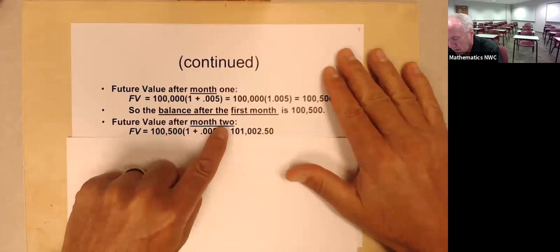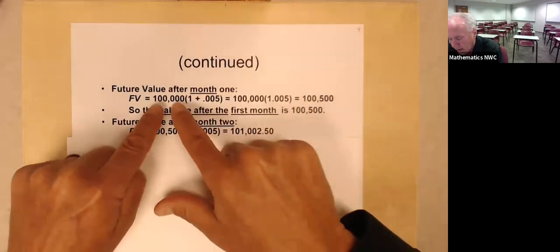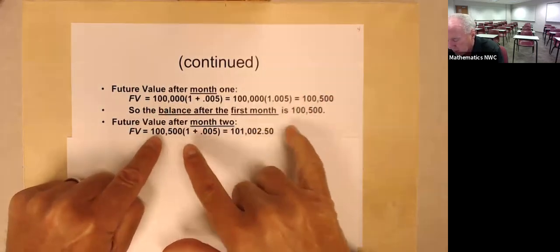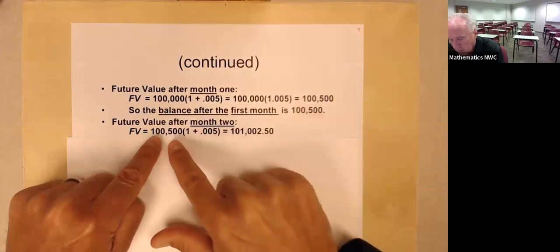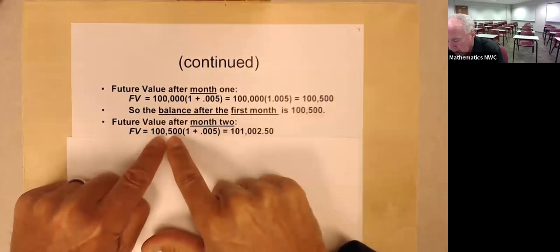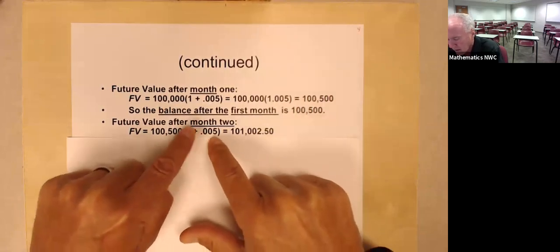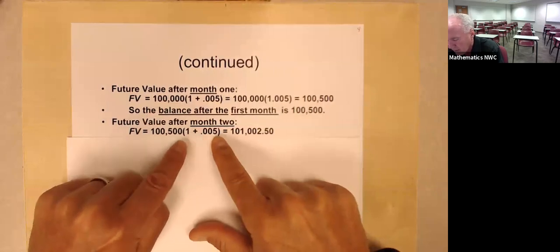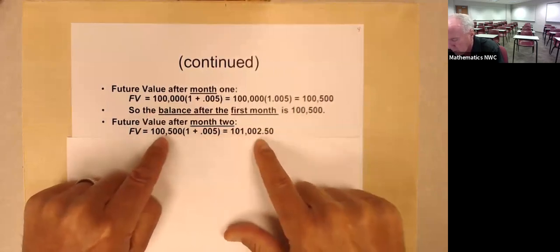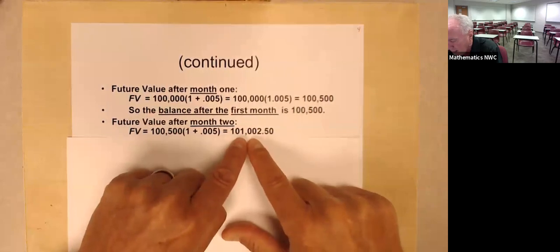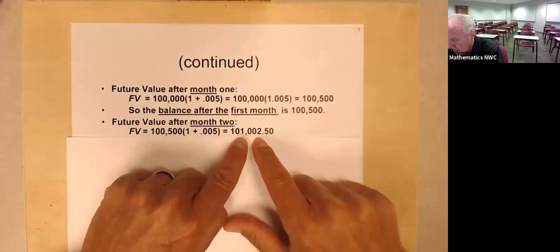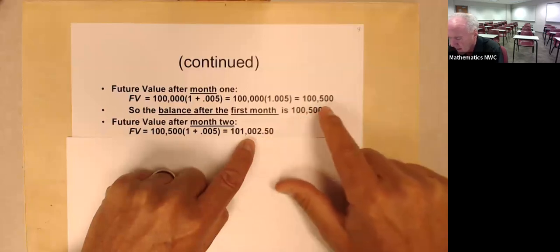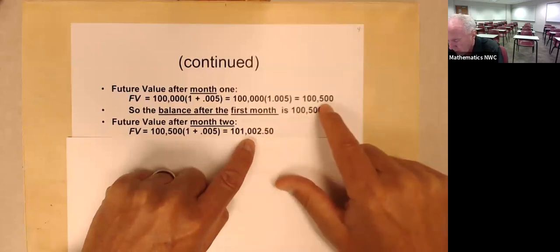During the second month, month 2, I don't have 100,000 getting interest. I've got this new balance from over here, put in here. That new balance is getting the same interest that 100,000 was in my first month. So after the second month, I get this interest plus what I started with. Now I have $101,002.50. Notice that I gained another basically $502.50. Last month I gained just $500.